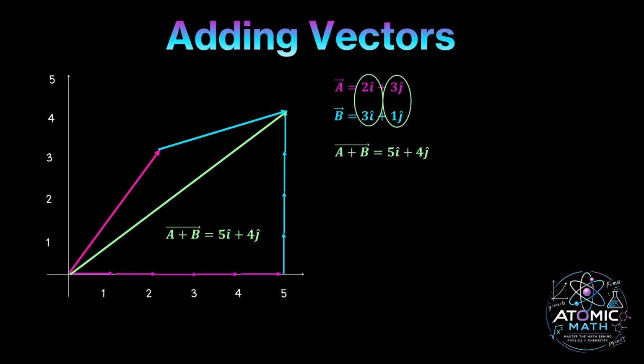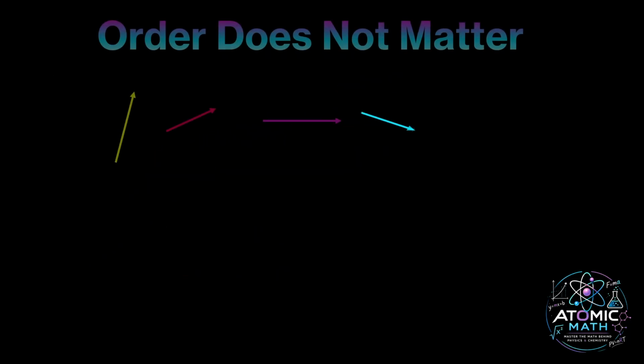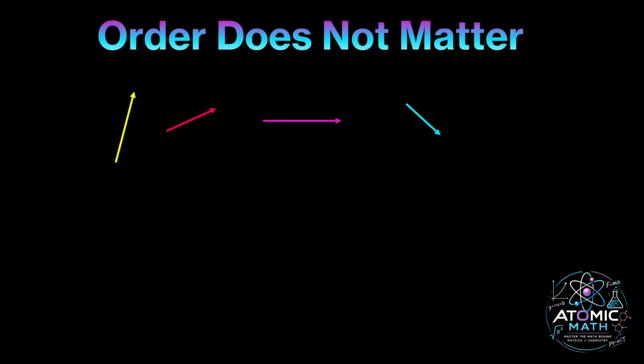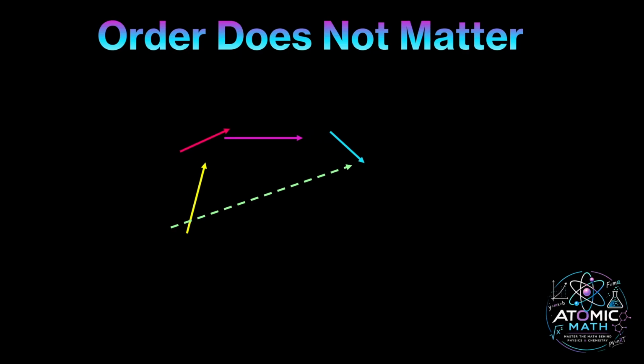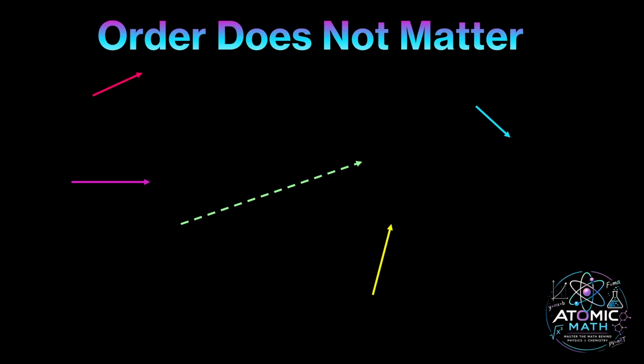And as I mentioned at the beginning, the order in which we add these vectors does not matter. Suppose I added these vectors in this order. My resultant vector would be this green vector right here. But if I change the order of these vectors, I would still get the same resultant vector. So let's try that. Let's randomly put these together in a completely different order. You can see that the shape is completely different, but the resultant vector is still the same.